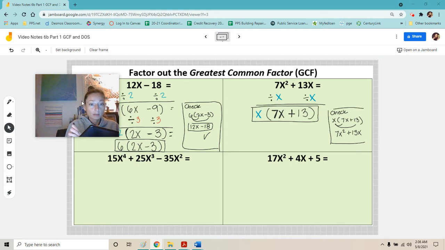Going on to ones that are a little bit more challenging here. So down below, I have this 15x to the 4th plus 25x cubed minus 35x squared. So I'm going to go through and see what I can pull out of here. And again, some of you might be able to go through this in one step and just see exactly one thing that can be pulled out that would simplify it completely. But others might need to go through more steps, which is what I'm going to do. So I look and I see that all of these have an x in it. So I'm going to start by dividing everything by x.